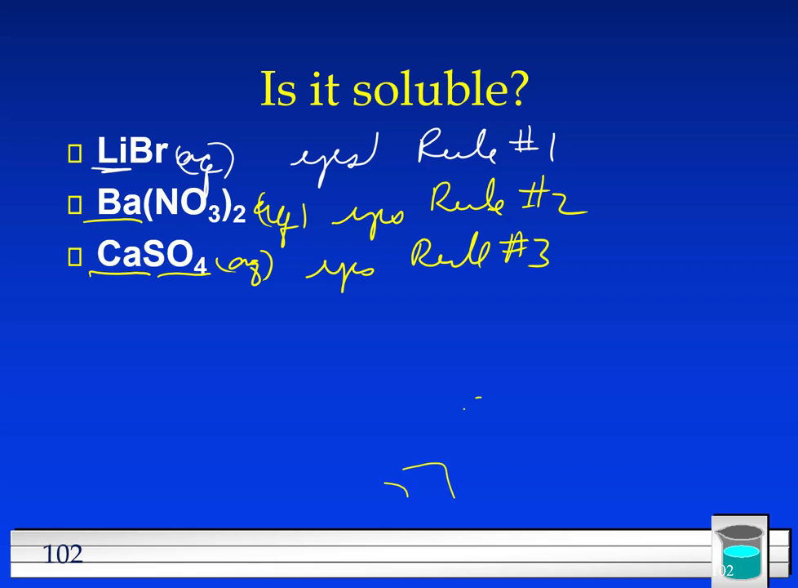Everybody see how I'm applying the rules? Look at the positive piece. If it's alkali metal, you're done. If it's not, move on to the negative piece. See which rule is there. PbCl2.